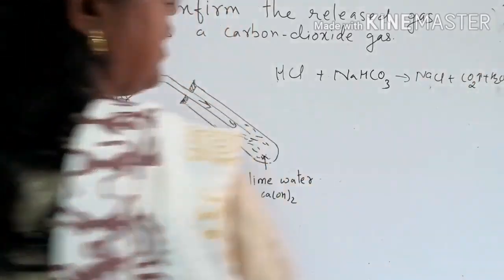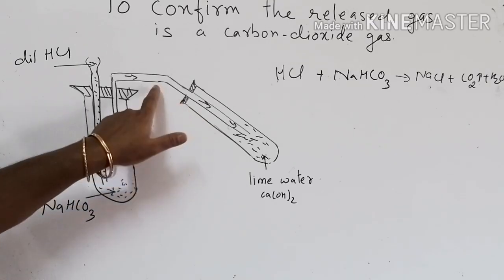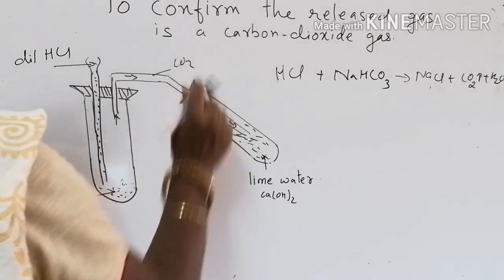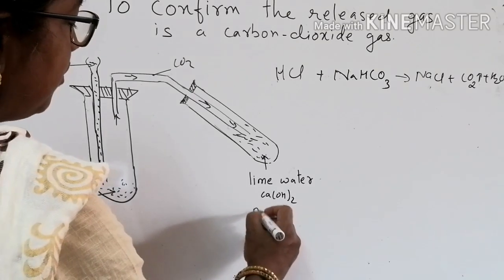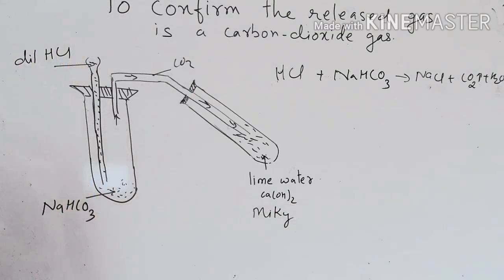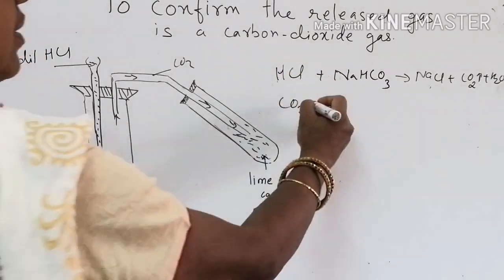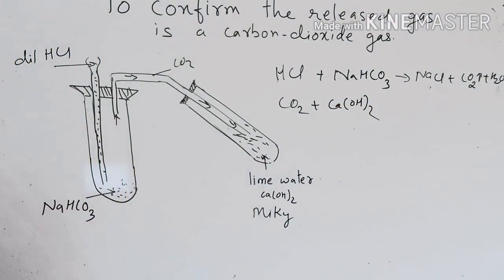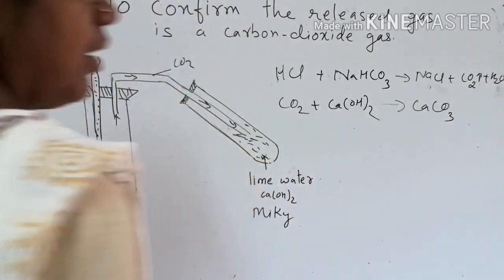The released carbon dioxide gas, if you pass it through lime water using a delivery tube, you can see the lime water turns milky. The lime water turns milky. That means carbon dioxide gas reacts with calcium hydroxide. Lime water is calcium hydroxide. It will form calcium carbonate.